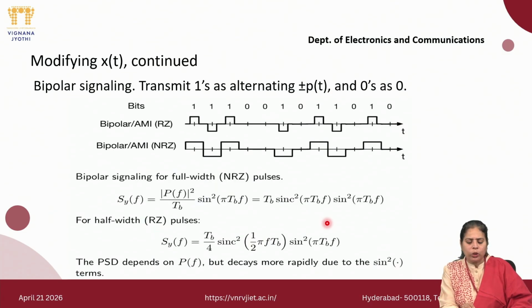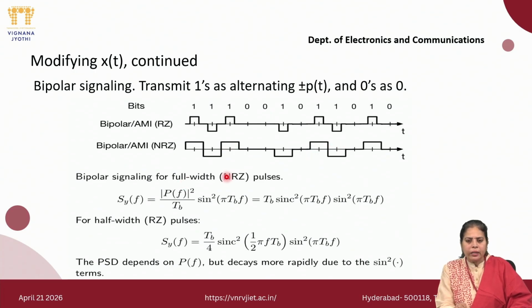In the same way, let us look at a different formatting, for example, bipolar signaling. You all know that we transmit 1 as alternating plus and minus p(t), whereas 0 is transmitted as 0. So if I again take an example bit sequence, this is our transmitting bit sequence. In bipolar, we have either RZ form or NRZ form, and as we have already discussed, this is how the transmission for RZ looks, and this is how the transmission for NRZ looks.